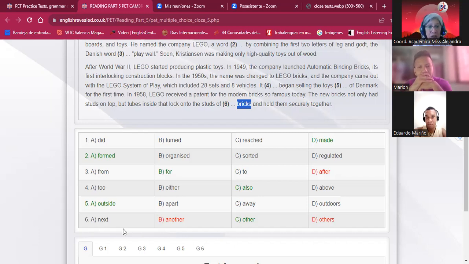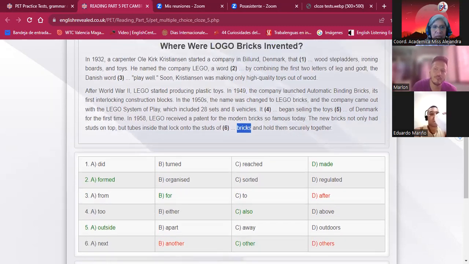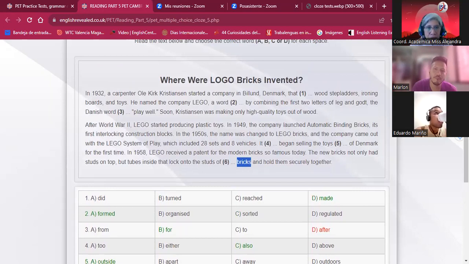Maybe next week I'm going to explain how to use those words before starting with writing. Because they are very, very common usage in English. I don't understand why it is not included in the program. Okay? So other bricks. Let's get to the vocabulary. In 1932, a carpenter, Åke Christensen, started a company in Billund, Denmark, that made wood step ladders.